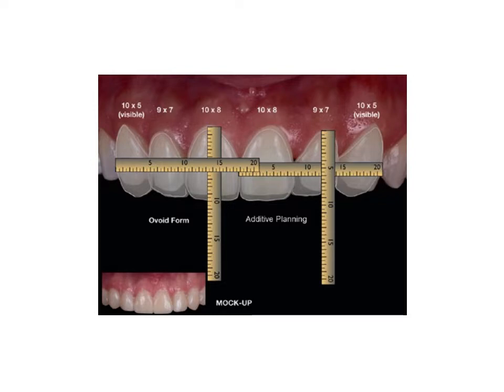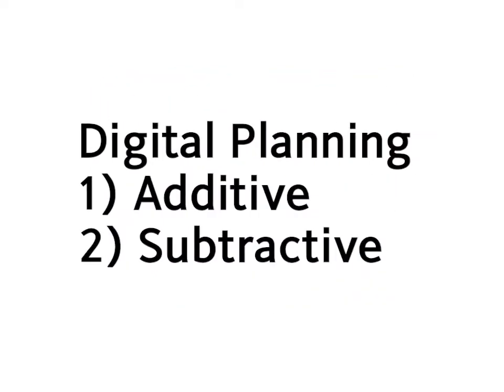Digital planning can be of two types. The first one is additive, which usually involves reversible changes by adding restorative materials onto the remaining tissues. The second one is subtractive, which involves irreversible changes by eliminating hard and soft tissues to achieve an expected result. Once the design is determined, a report is prepared for the patient's approval.